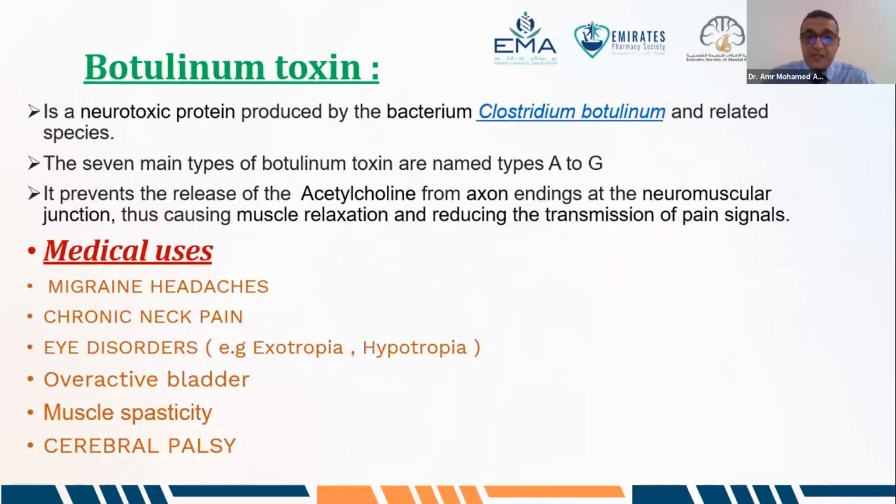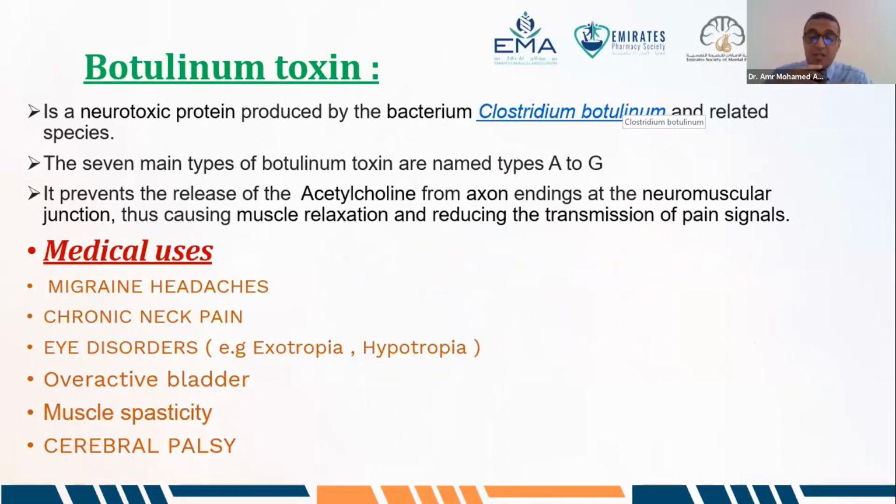On the other side, there is botulinum toxin. Botulinum toxin is a neurotoxic protein produced by the bacterium Clostridium botulinum and related species. There are 7 main types of botulinum toxin, named A to G. It prevents the release of acetylcholine from the axon endings at the neuromuscular junction, causing muscle relaxation and reducing the transmission of pain signals.